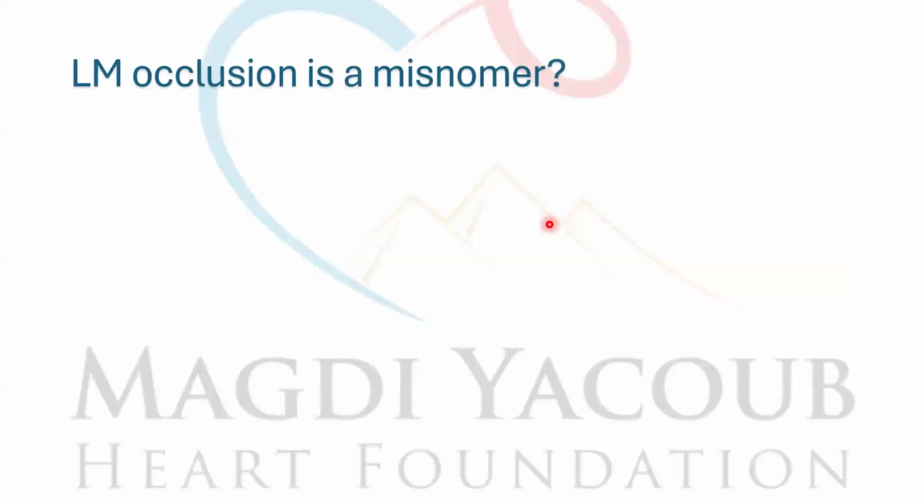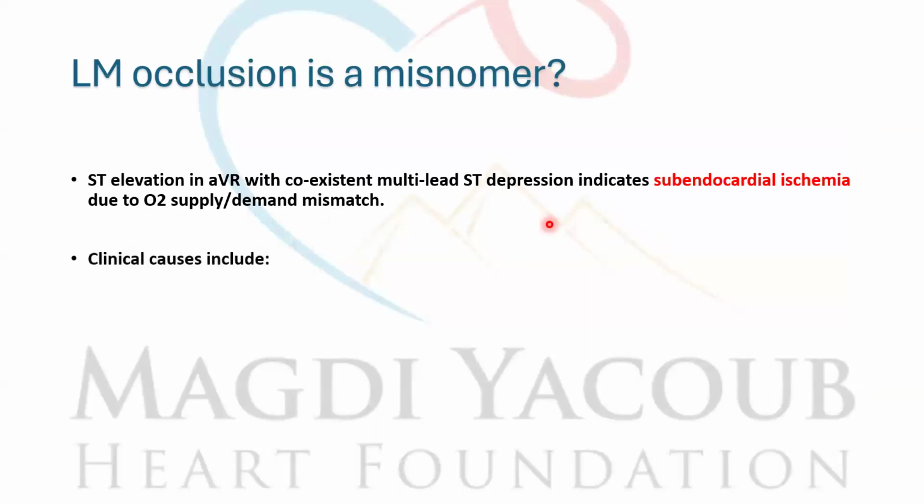Is the left main occlusion actually a misnomer? Well, ST elevation in AVR with coexistent multi-lead ST depression only indicates subendocardial ischemia due to an oxygen supply-demand mismatch. So either the supply is low, or we have a decreased supply of oxygen, or increased demand, as we mentioned at the start of the lecture, and this is called subendocardial ischemia, which appears in the EKG as multi-lead ST depression.